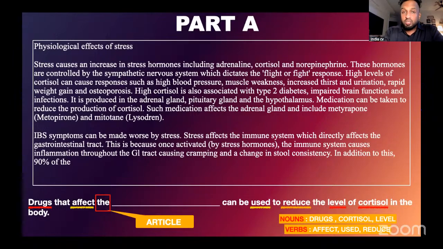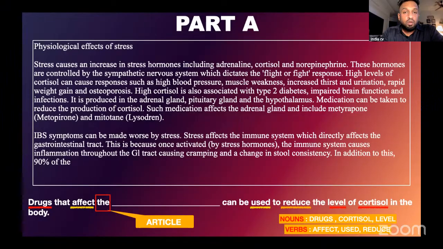So keep a stopwatch and try to do these things in 7 seconds. And I'm telling you, you'll be able to do it. If I can do it, then even you can do it. We all have the same frequency, same mental strength. You just need to practice. Okay. So the first 7 seconds rule in your Part A is to underline the word before the blank space and underline all the nouns and verbs. Now read the question once. Drugs that affect the dash can be used to reduce the level of cortisol in the body.